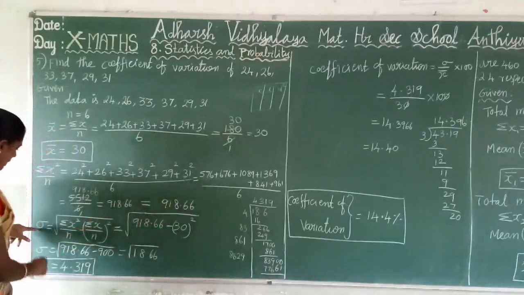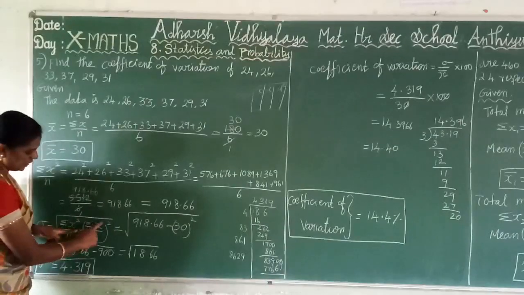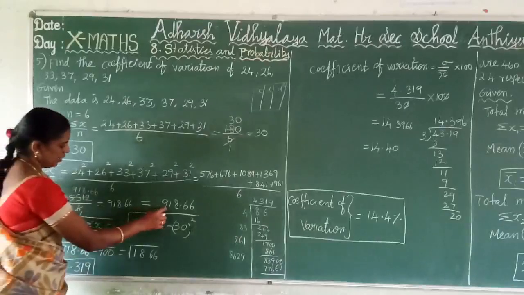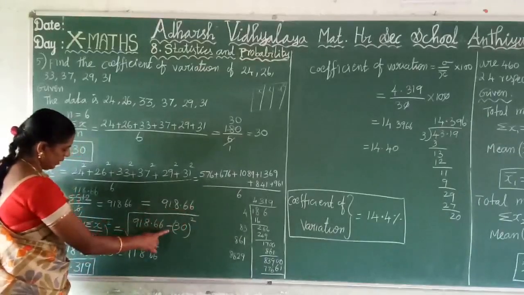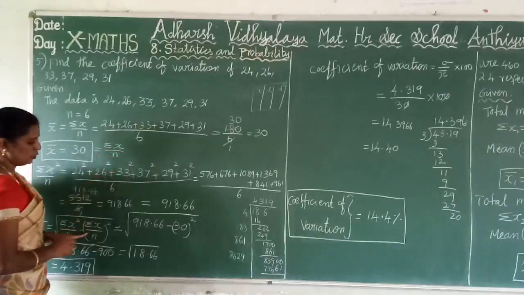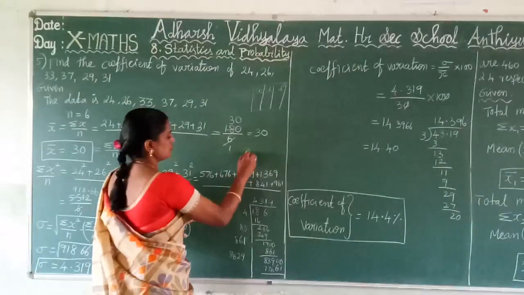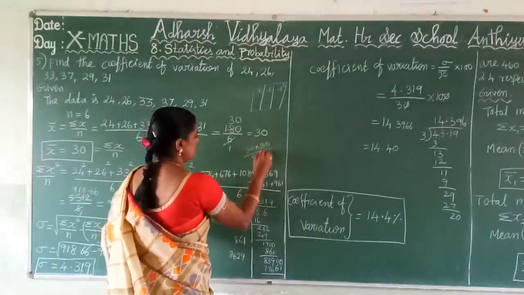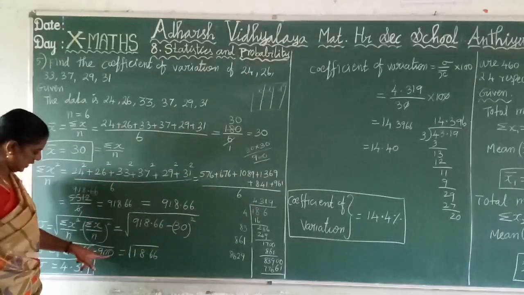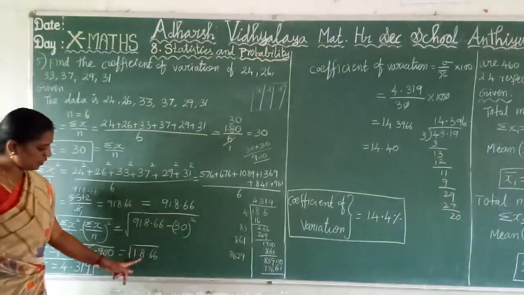So apply sigma is equal to square root of summation x square by n minus summation x by n whole square. Summation x square by n is 918.66, minus summation x by n, that is the x bar value, 30. 30 whole square: 30 into 30, 3 3s are 9 and these two zeros, so 900. So 918.66 minus 900. Subtracting, we get 18.66. Square root of 18.66.